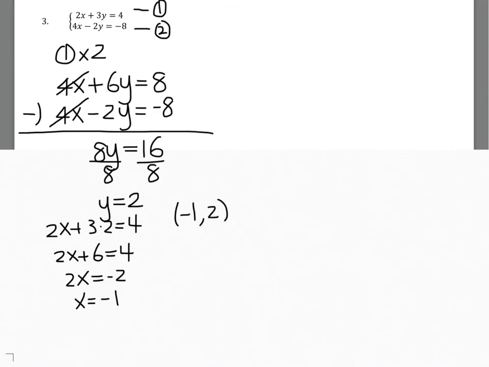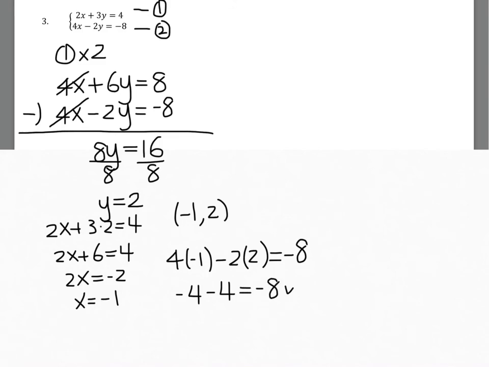Plug that into the second equation. 4 times negative 1 minus 2 times 2. Is it equal to negative 8? So 4 times negative 1, that's negative 4. Negative 2 times 2, that's negative 4. Negative 4 minus 4 is indeed negative 8. So again, it checked out.